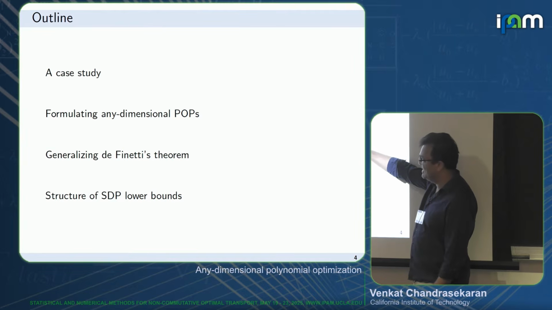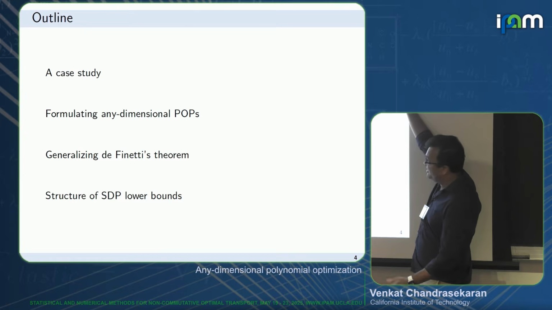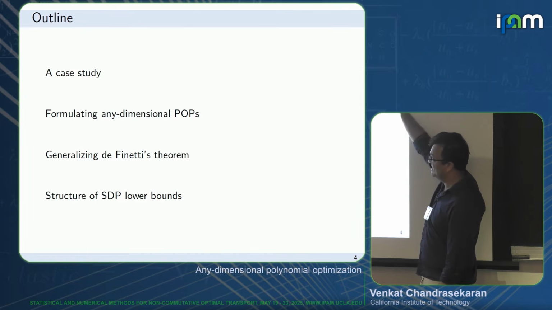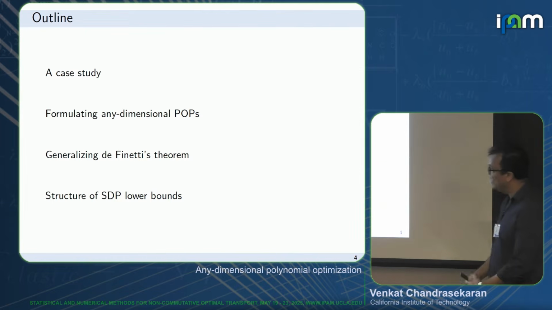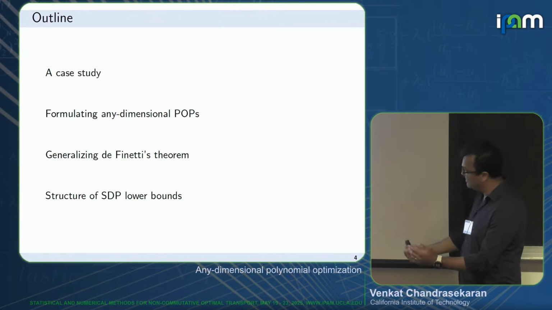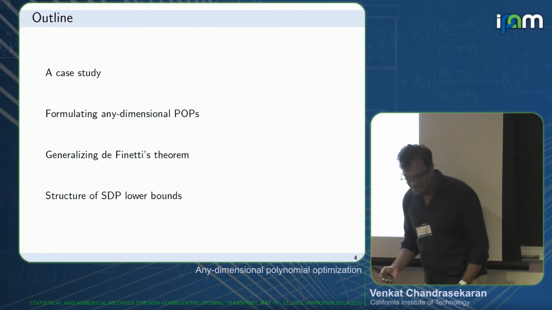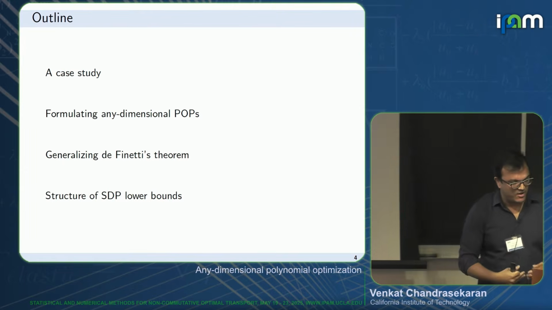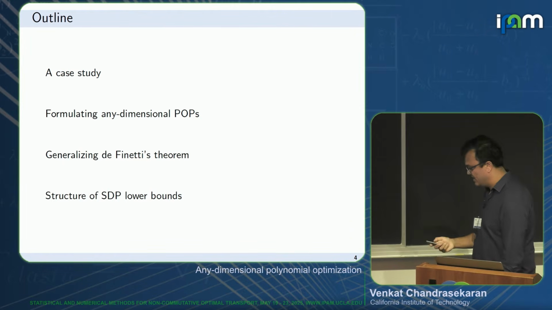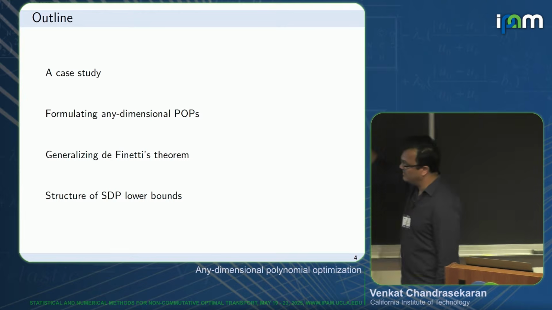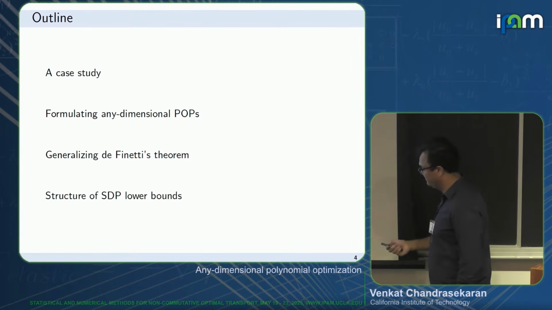How do we generalize de Finetti's theorem? It turns out that the classic de Finetti's theorem, the original theorem, is what's relevant in this case study, but we end up needing to generalize it to be able to apply it more broadly. And I'll very briefly at the end touch on the structure of semidefinite programming lower bounds that you could apply to our framework. But much of the talk is the first bullet point and then the next couple.